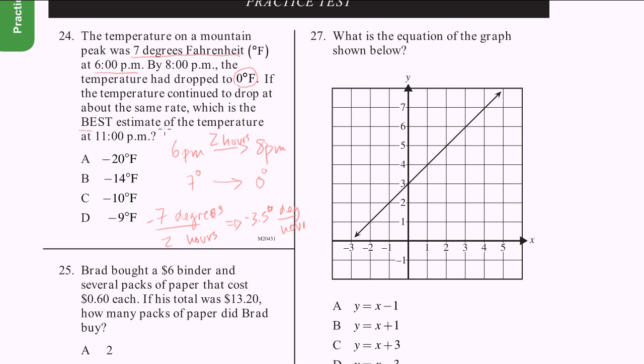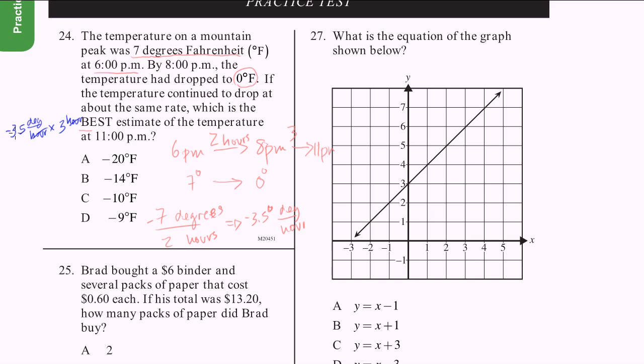So they say, what is the best estimate of the temperature at 11 p.m.? Well, 11 p.m. is going to be another 3 hours after 8 p.m. And if we're dropping at minus 3.5 degrees per hour, and we're going to do that for 3 hours, we just multiply the two. You have minus 3.5 degrees per hour, and then times 3 hours, right? That's how long we're going to go from 8 p.m. to 11 p.m. So the hours cancel out if you want to make sure your units work out.